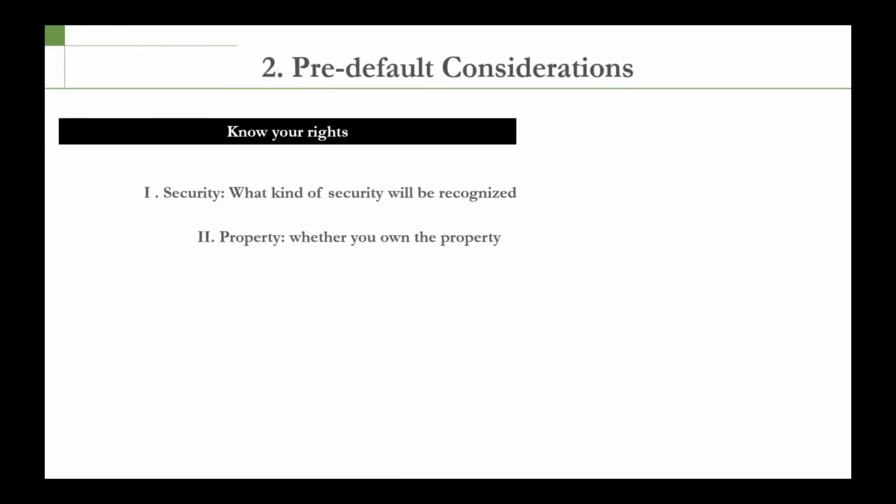So, based on the above background, before the default, what does a creditor need to consider? First of all, you need to know your rights. The two most important things are security and property. You need to know what kind of security will be recognized under Chinese law and whether the court would accept that you own a property in some special circumstances.